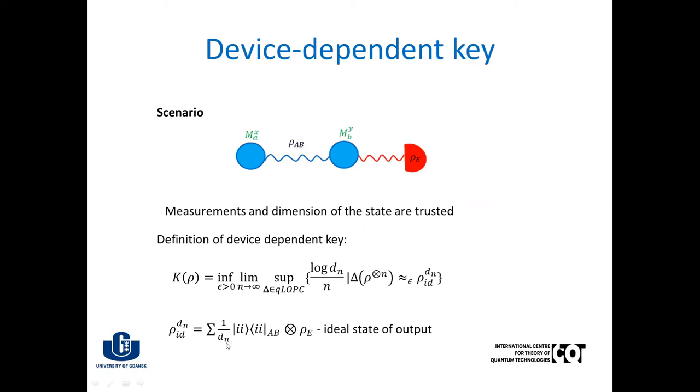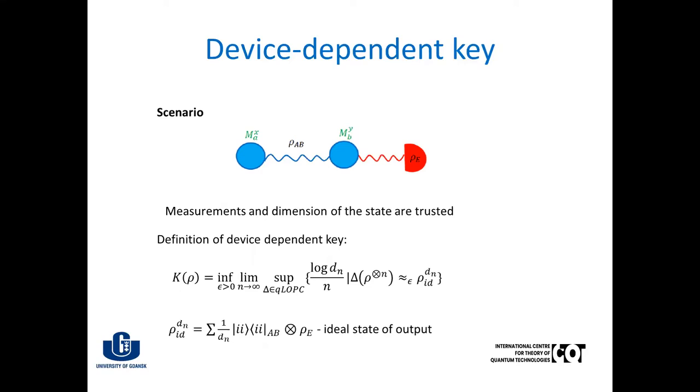So we take log to get bits. So log d_n is the number of bits that you get out of it. And because this is an asymptotic definition, we can work on n copies of state rho. We are interested in the ratio of log d_n, which is the number of bits, divided by the number of input states that you invested in that, which is called the key rate. So the key rate of the protocol is log d_n over n.